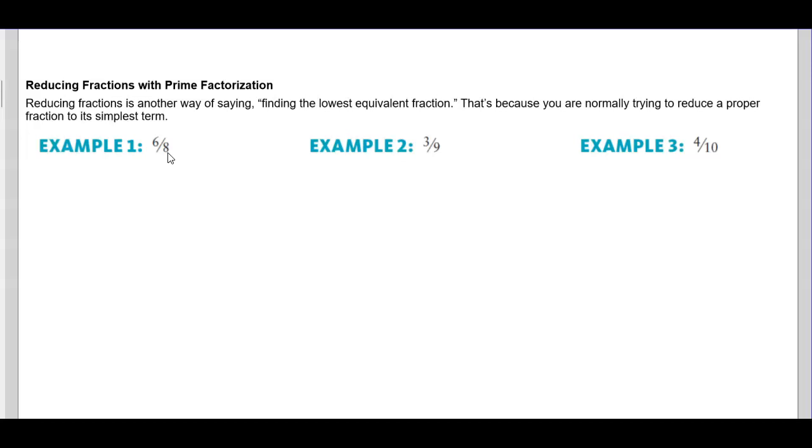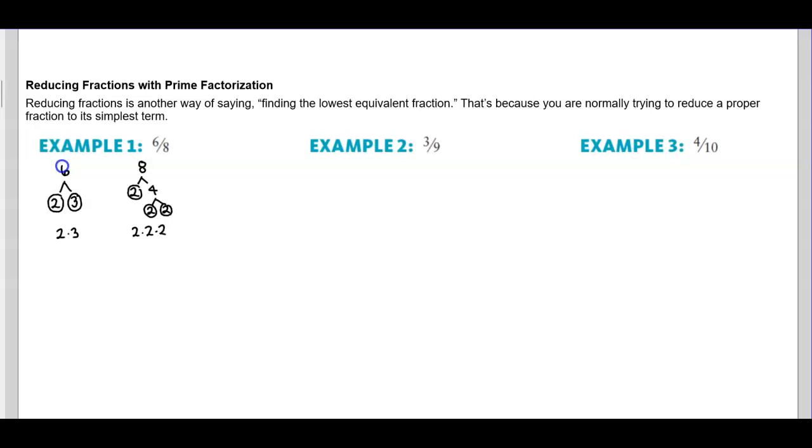So, if we take a look at this, we're going to say, okay, well, let's take a look at the numerator. We have 6. And what's the prime factorization of 6? We're going to create the factor tree. What two numbers can you multiply to get 6? Well, that's 2 and 3. So the prime factorization of 6 is 2 times 3. Okay, then we're going to look at the denominator, which is 8. And we're going to find the prime factorization of 8. Now, the prime factorization of 8 is 2 times 4, which then can be broken down into 2 times 2. So the prime factorization of 8 is 2 times 2 times 2.